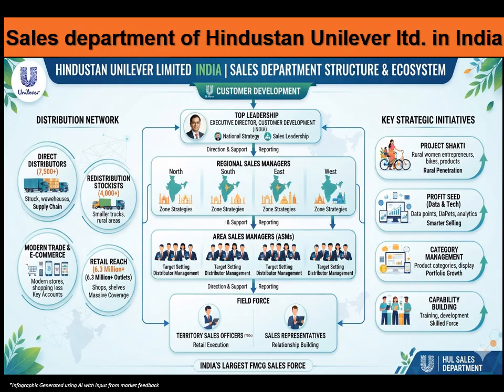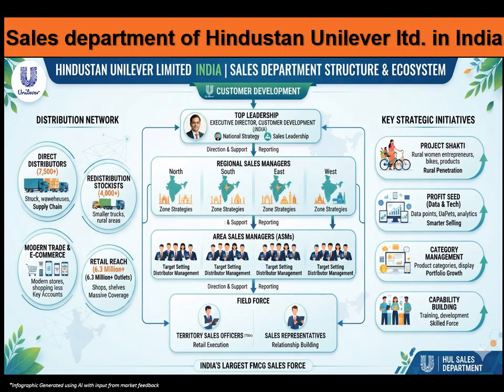The company also depends upon modern trade as well as e-commerce, and the retail reach is more than 6.3 million retail outlets, which helps them in increasing shelf space. This involves shops, shelves, and massive coverage. So this is the structure. Along with this, they have key strategic initiatives like Project Shakti, Project Profit Seed, category management, and capacity building. So this is how an FMCG company operates.